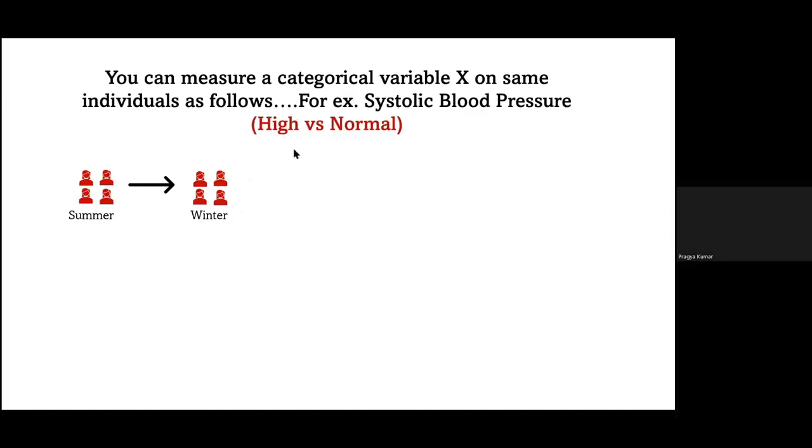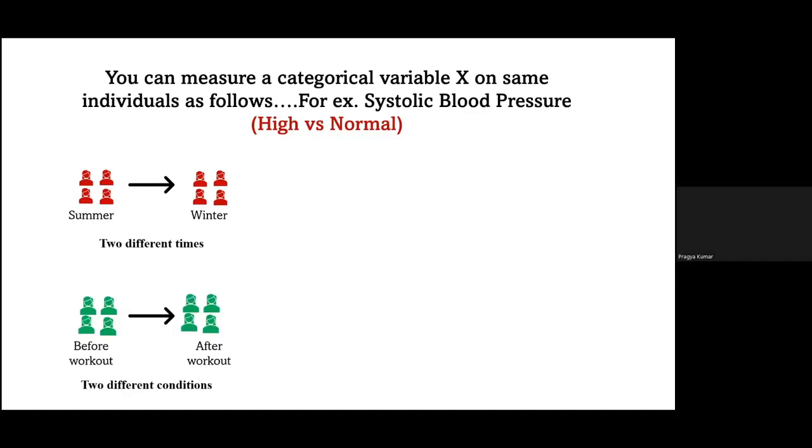So I have categorized the proportion of students who were having high BP in summer and the proportion of students who were having high BP in winter. And if I have to test these two proportions, I'll use the McNemar test of two proportions. So, at two different time points.